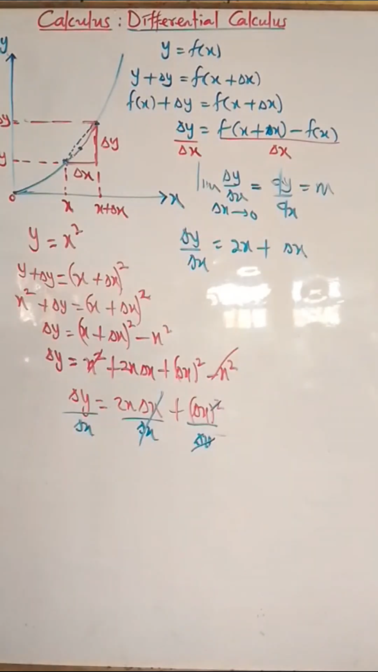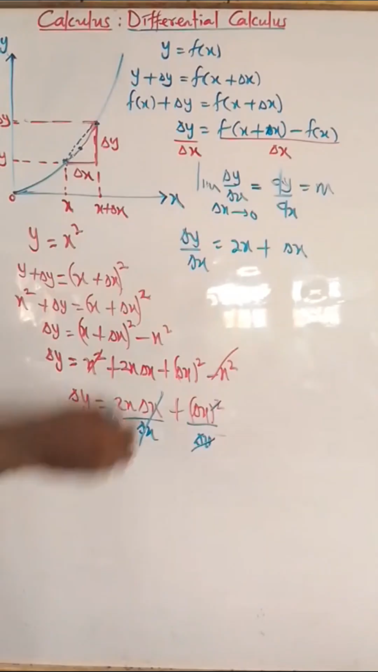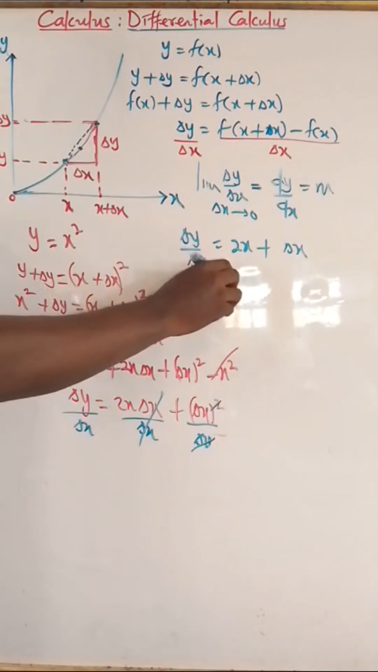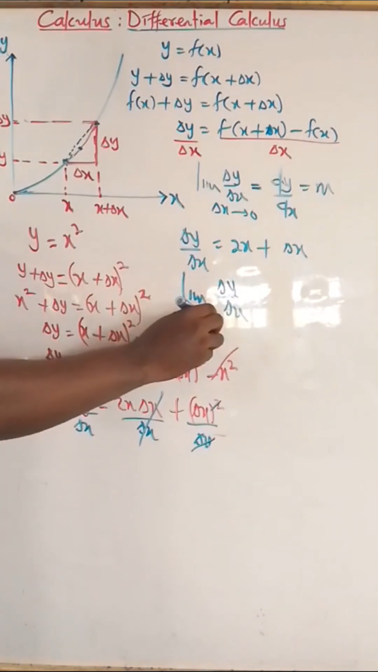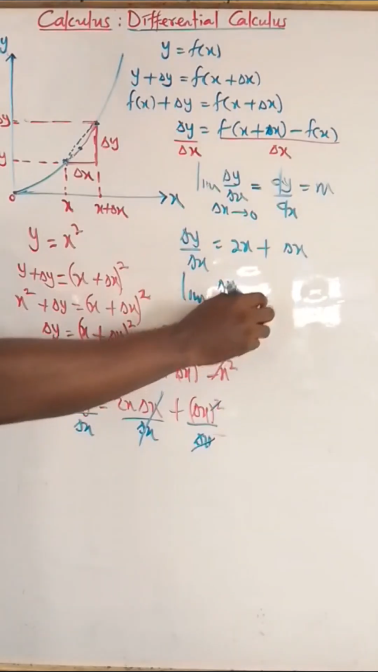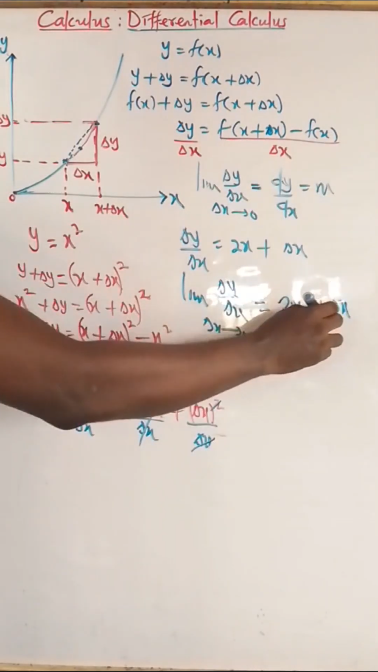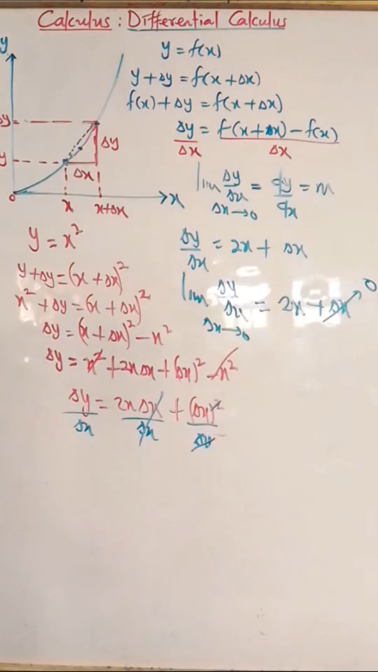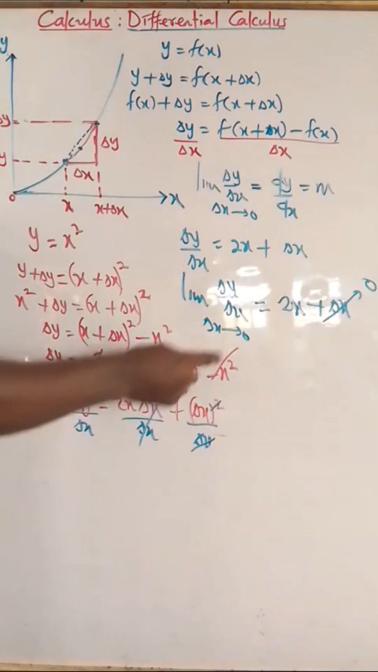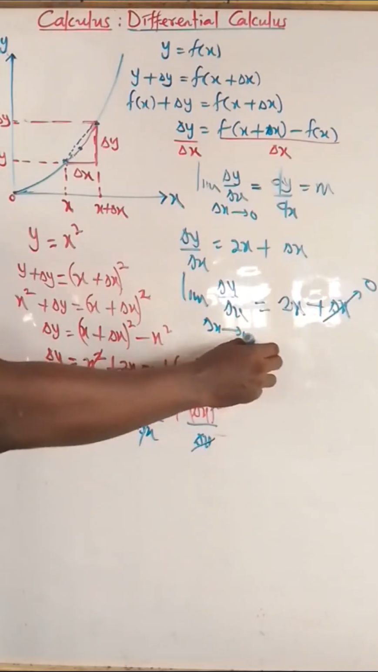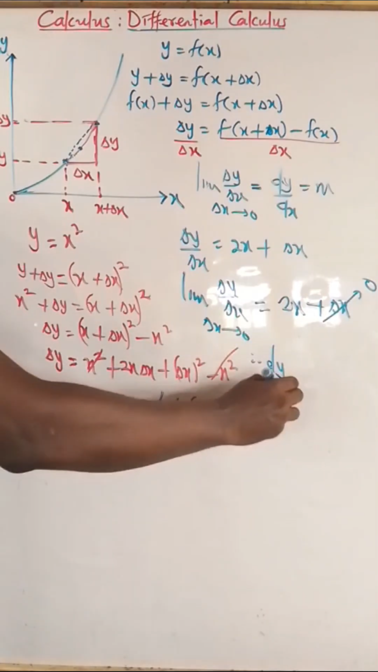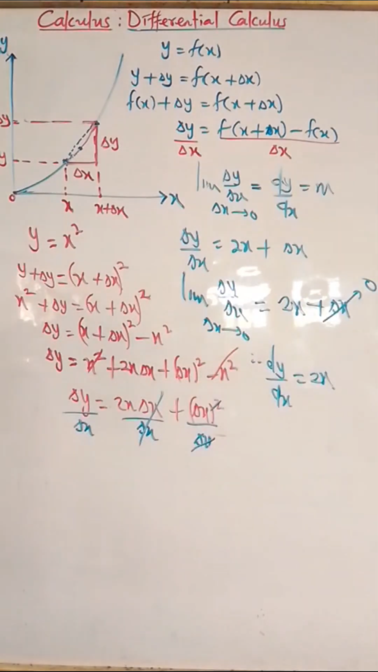This will not be the accurate value. For our value to be accurate, we have to limit the dy/dx, or change in y over change in x, as the change in x tends to 0. When the change in x tends to 0, what happens? This one will go to 0, so we'll be having 2x. So this change in x, we are going to turn it to 0. So at the end of the day, this becomes our dy/dx. So therefore, it means dy/dx equals 2x. Finish. So it means the gradient of this function, y, which is x squared, is 2x.